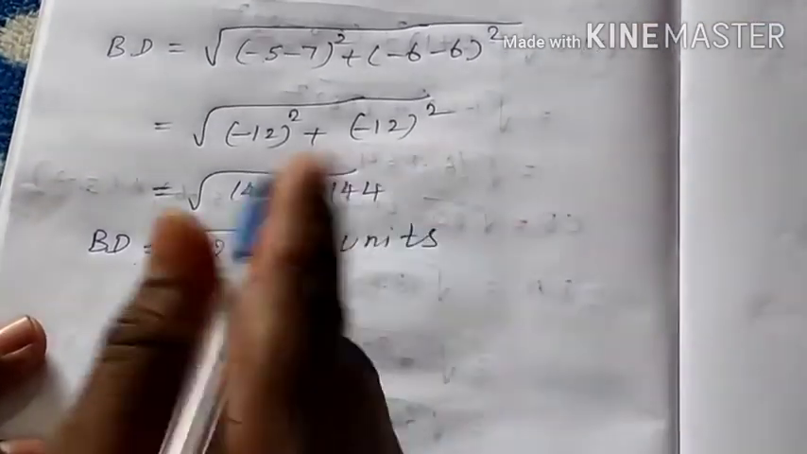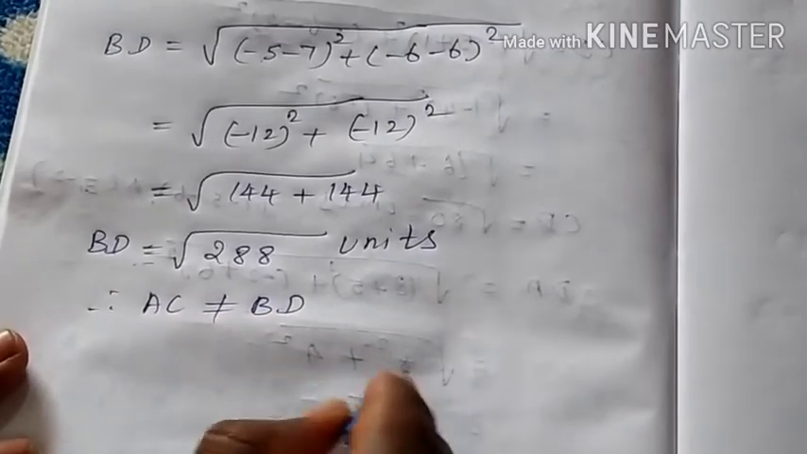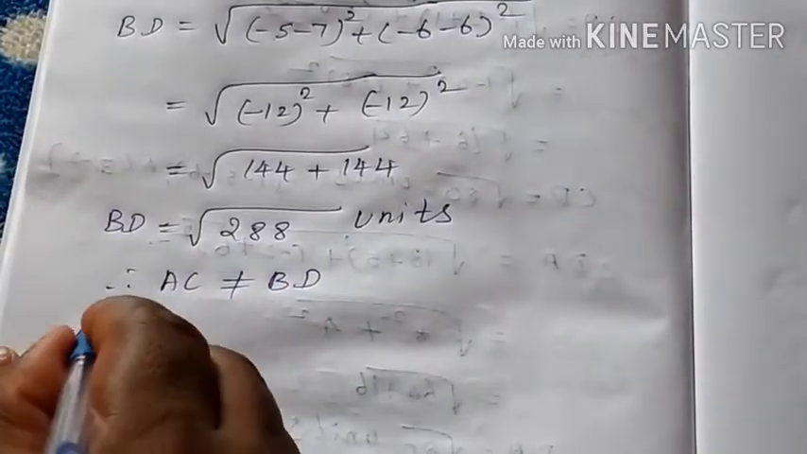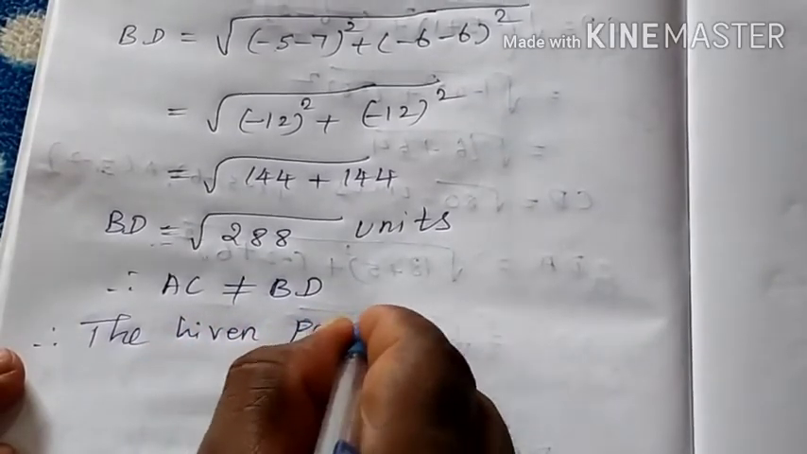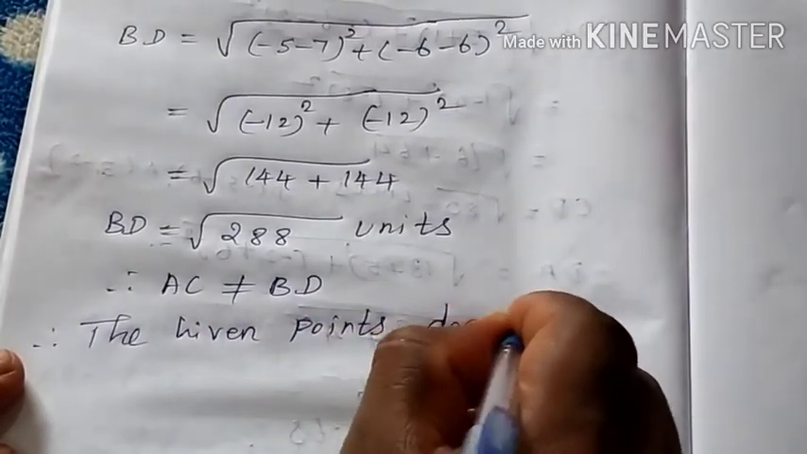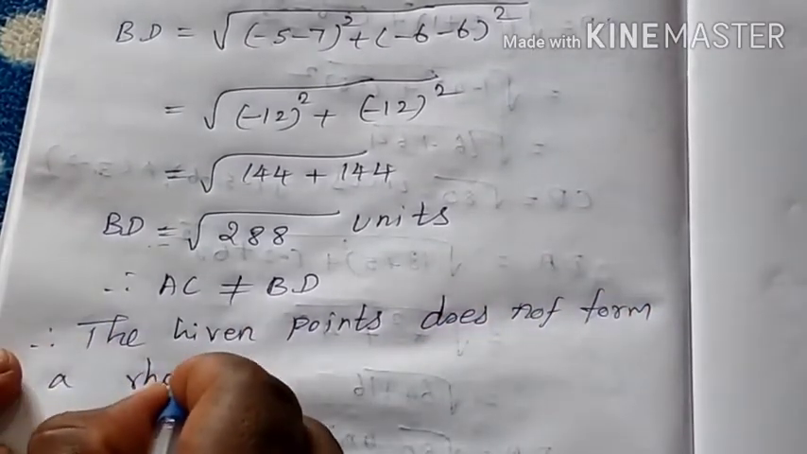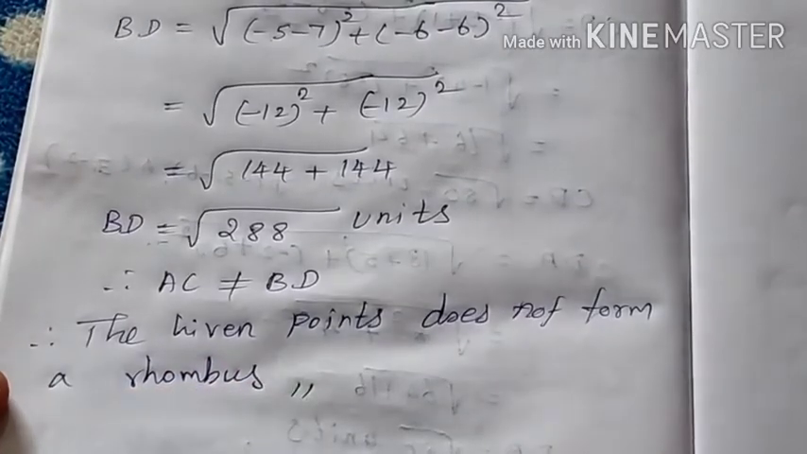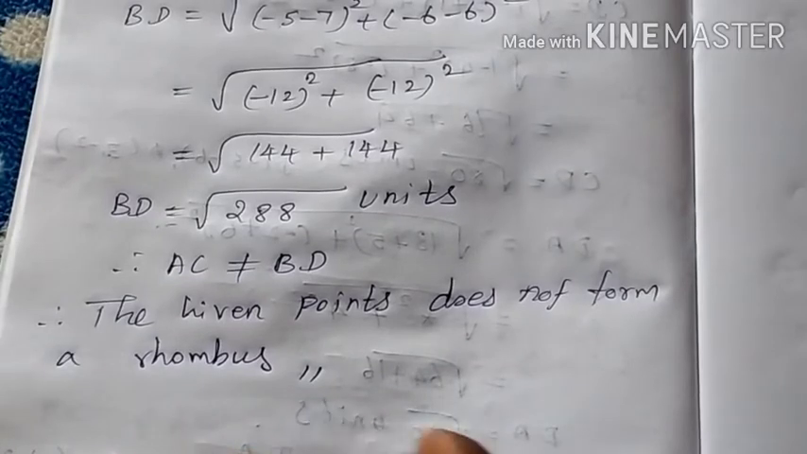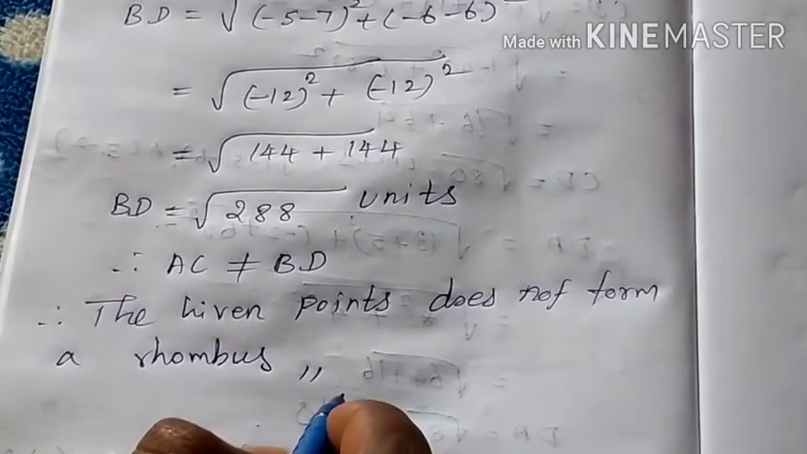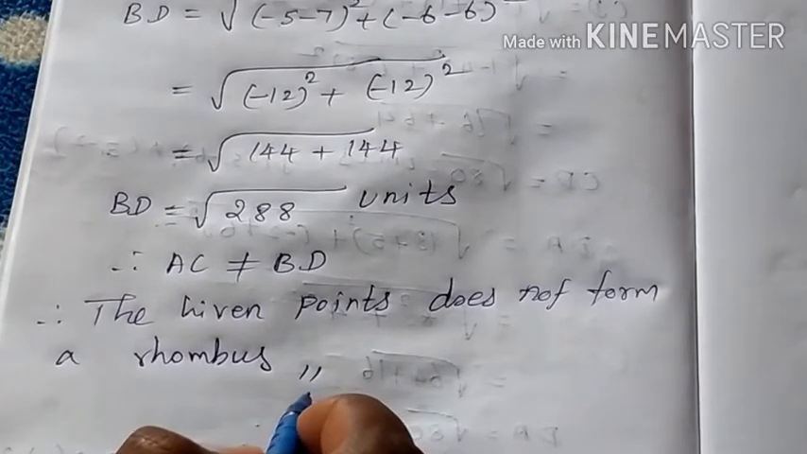Therefore AC is not equal to BD. The diagonals are not equal. Therefore, the given points do not form a rhombus. Okay, have you understood? In this manner, you do the second subdivision. The second subdivision is your homework. Have you understood? Just use the properties and use the distance formula.